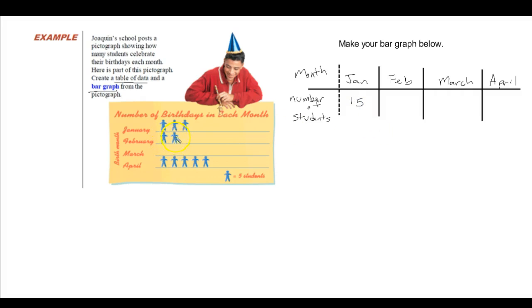In February, we have 2 blue people, which makes it 10. In March, we have 0 blue people, so that is still 0. And in April, we have 1, 2, 3, 4, 5 times 5 is 25.